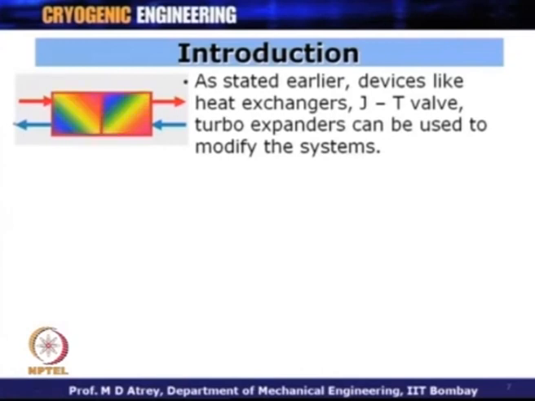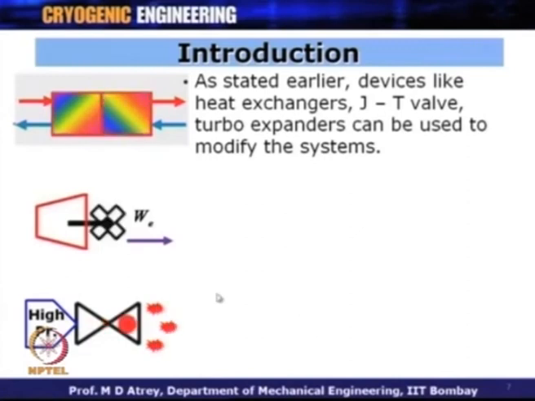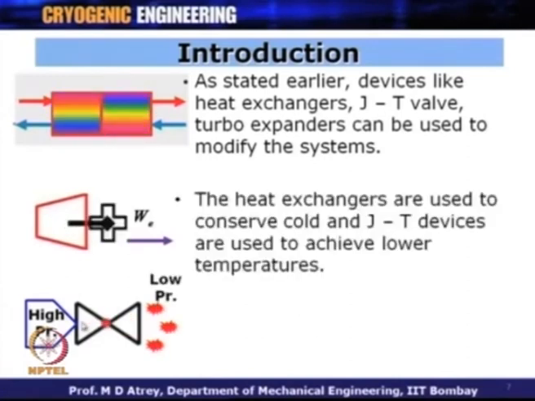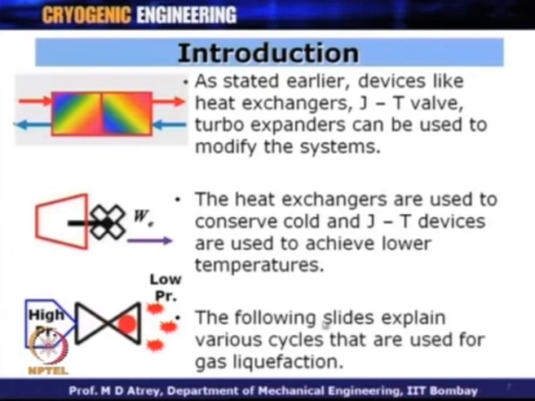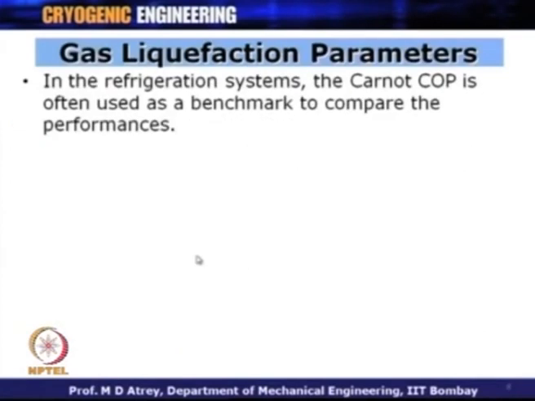It is a two-way heat exchanger, one gas coming in from one direction and one gas coming in from the other direction. These are the turbo expanders and this is the JT valve. The heat exchangers are used to conserve cold and JT devices are used to achieve lower temperatures. This is all you know now. The following slides, the lectures after these, will explain various cycles that are used for gas liquefaction. So, now we will come to the important cycles.